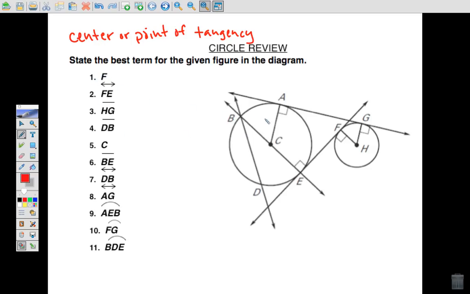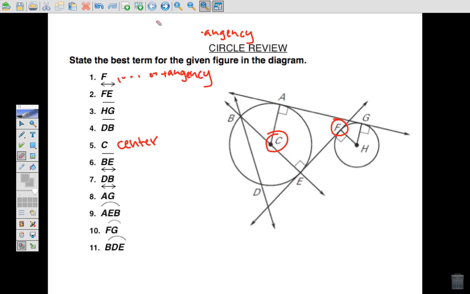So of these options, you have C and you have F. Well, C is obviously the center, so that makes this one the point of tangency. But I will tell you, hopefully you have your glossary. If not, you can look it up on my website. Oh man. Let's just undo that because I don't want to write that again. Let me make this smaller.